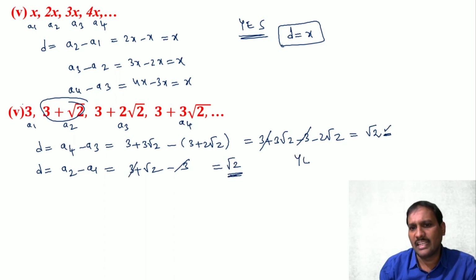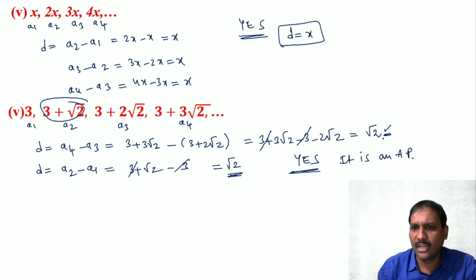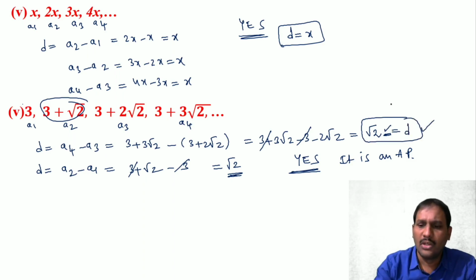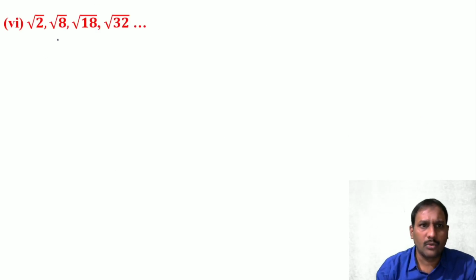Therefore, we can say that it forms an arithmetic progression. And what is the common difference? This is the common difference. D is equal to root 2. Next. Root 2, root 8, root 18, root 32.